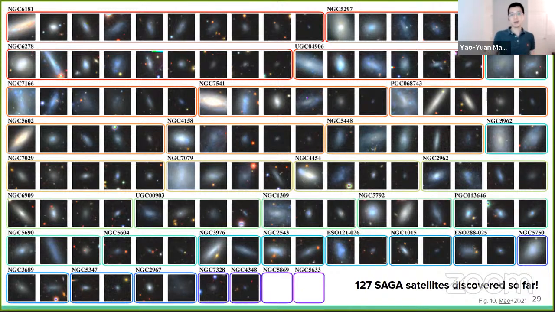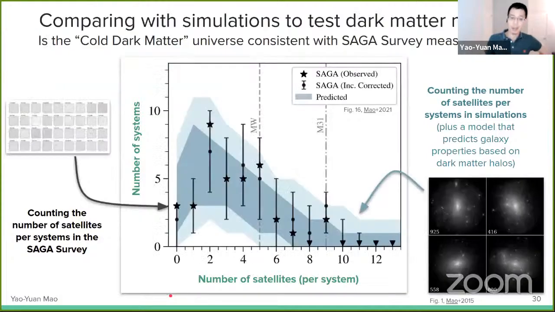And so if you now start to count, I have 2 systems with no satellite galaxy. We have 3 systems with only 1, 3, 4 with only 2. And if you just do this counting, you can make a plot like this, the number of satellites per system, and then you can count how many systems you found with that number of satellites. And then you can compare it to the dark matter simulation that we ran. And so the stars you see here are what we found in our survey. And the bluish band is what we predicted from the cold dark matter model.